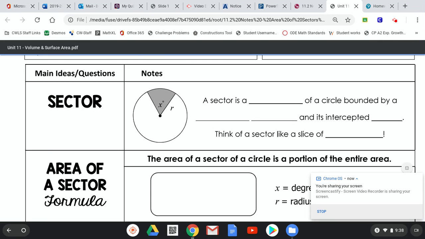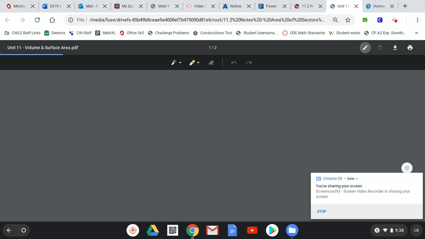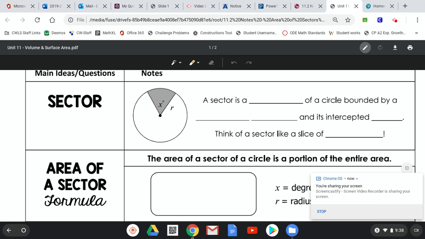We're moving on today to 11.2. So this is going to be area of sectors of a circle. Before, we did a lot with arc length, and we found the length of different parts of a circle, which is like the circumference. This time what we're doing is we're taking the area of that, all right?